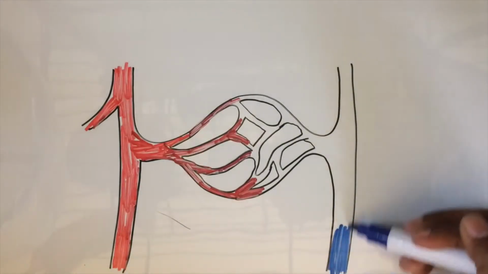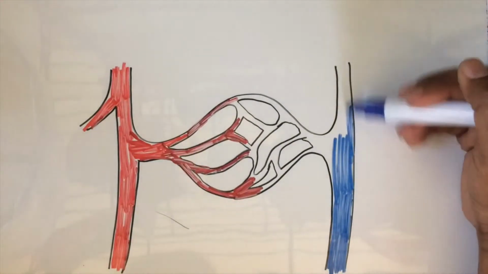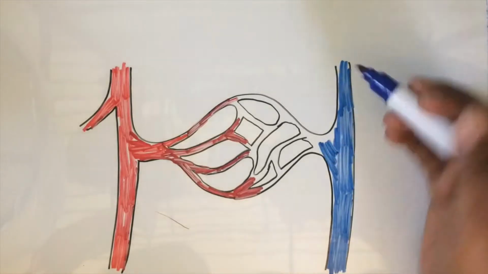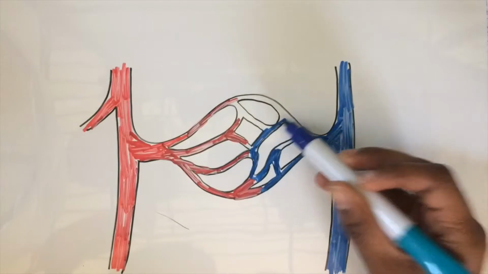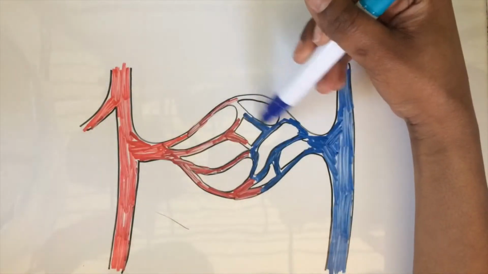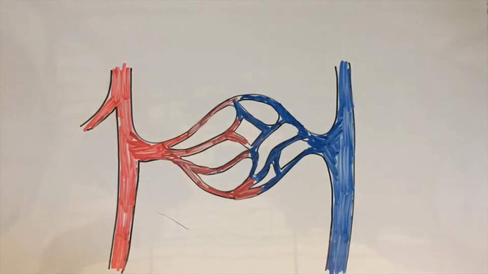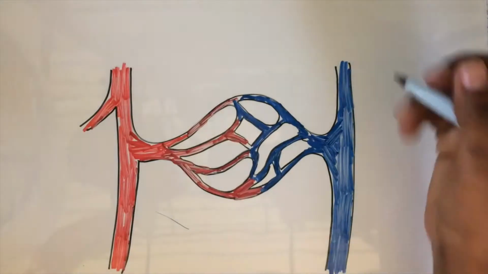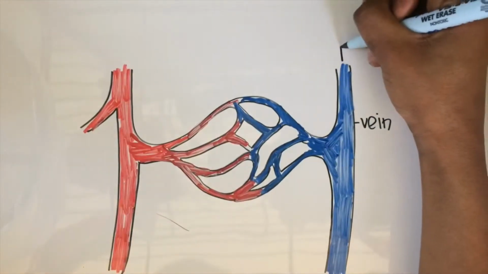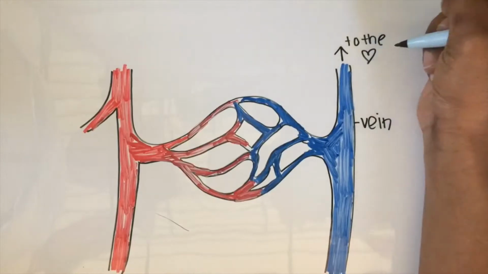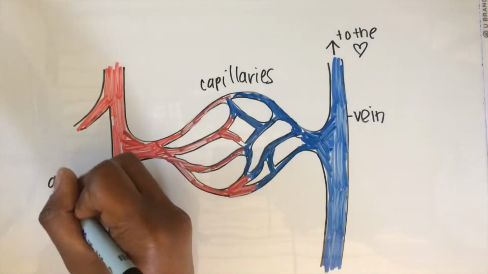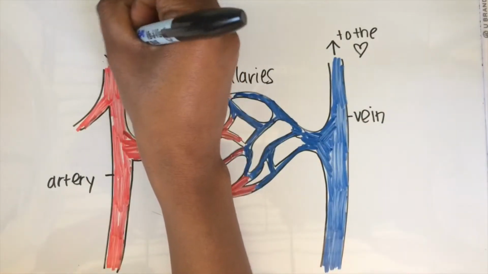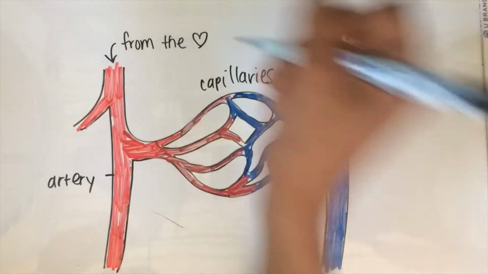From here, the veins, which are pictured in blue, will carry the blood back to the heart to get oxygenated, because this is the deoxygenated blood. The arteries, which are pictured in red, are leaving the heart, bringing nutrients to the capillaries, and then the blood goes through the veins back to the heart to get oxygen.